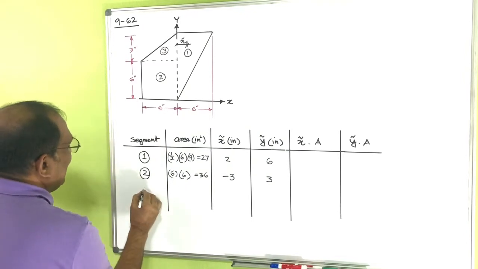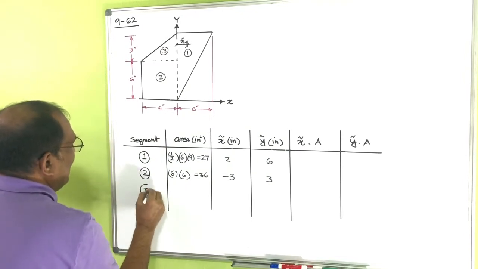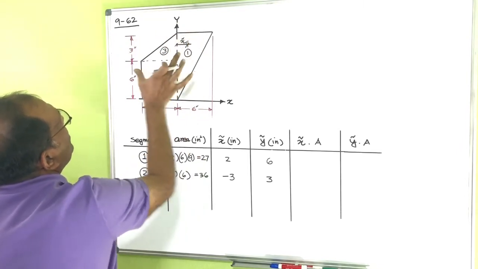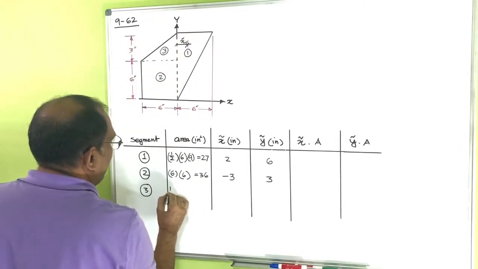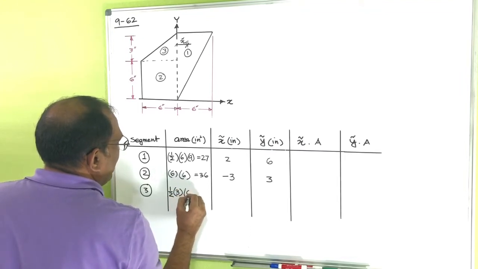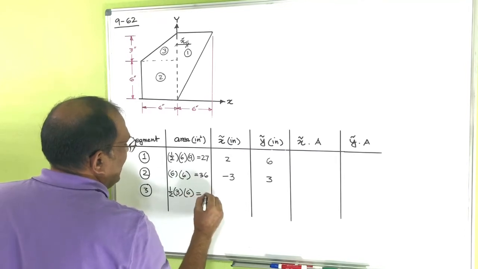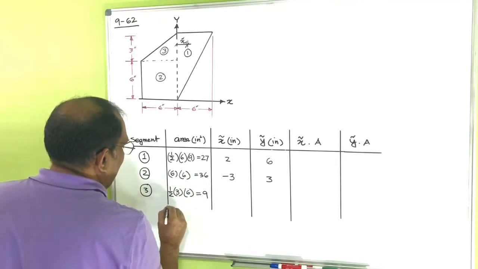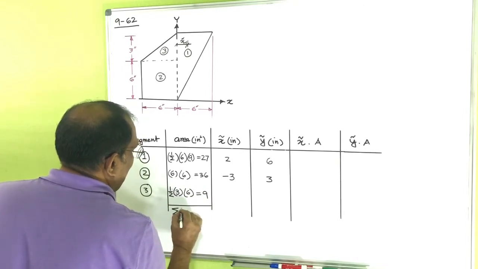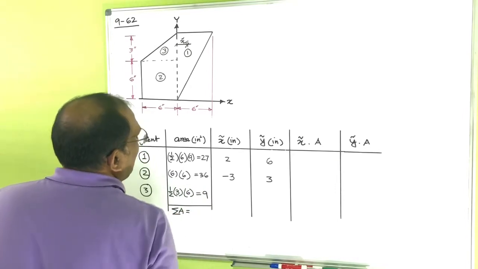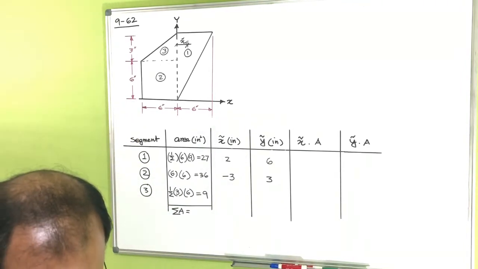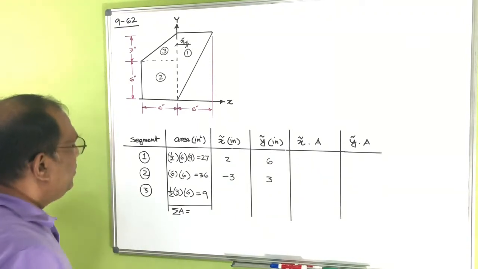And then number 3 here, you can see this one is half into 3 into 6. That's actually 9. So that's basically your summation of area, total area, right? 27 plus 36 plus 9, that's actually 72.